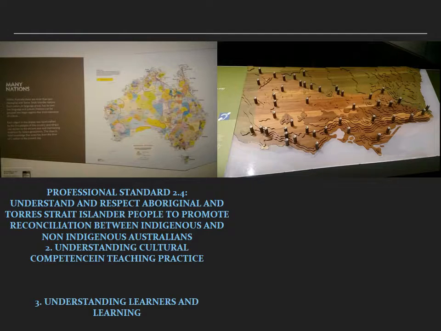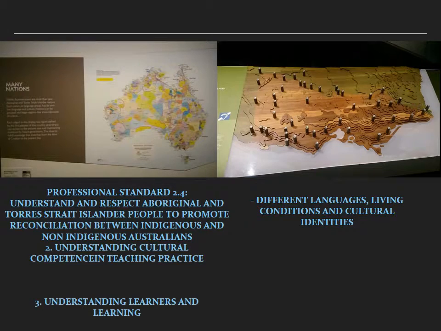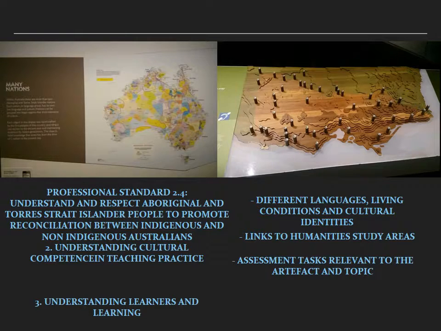The map demonstrates the diverse range of languages, living conditions, and cultural identities Aboriginal people connect with. The map can be used to teach about other study areas of humanities like geography and social sciences. A way of assessing children's knowledge may be to ask them to define the different living regions and state how many Indigenous languages are spoken in Victoria.